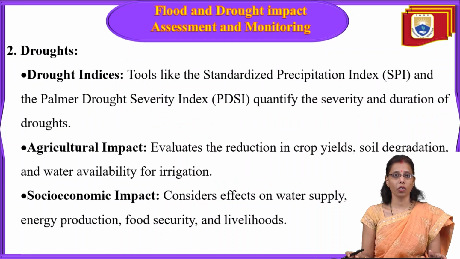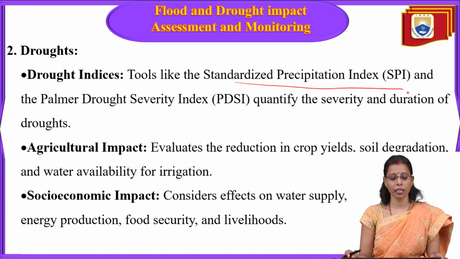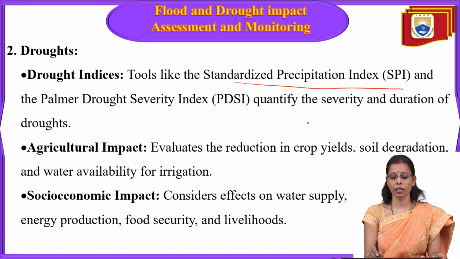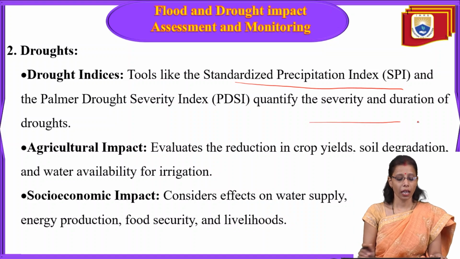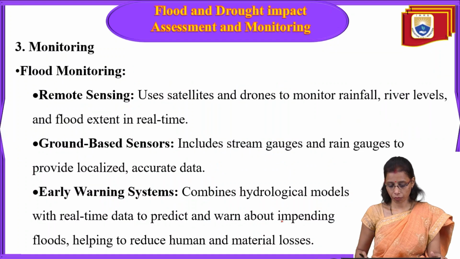What do you mean by droughts? For droughts we use drought indices, tools like the Standardized Precipitation Index and the Palmer Drought Severity Index, which quantify the severity and duration of droughts. And in agricultural impacts, what happens? It evaluates the reduction in crop yields, soil degradation, and reduced water availability for irrigation. Socioeconomic impact considers the effect on water supply, energy production, food security, and livelihoods.